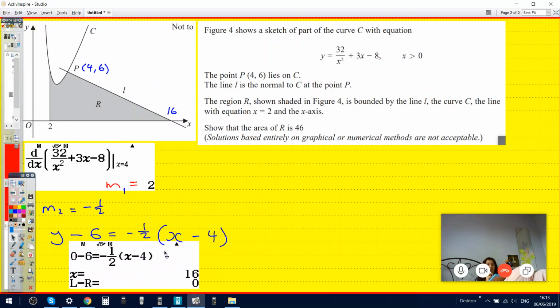Yep. Between where and where? 2 and 16. Why is that? Because that's just that. So wouldn't that give you the area under the curve? Yeah, all the way up to 16, so that entire area there.